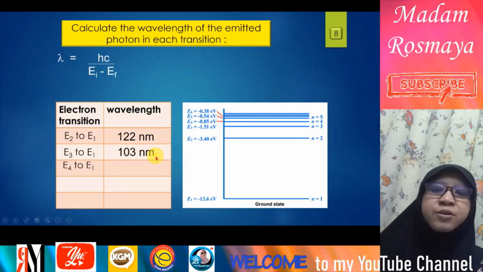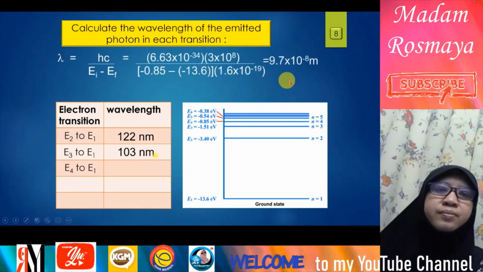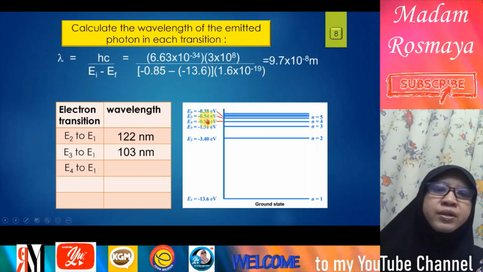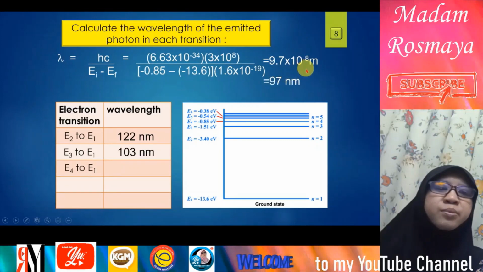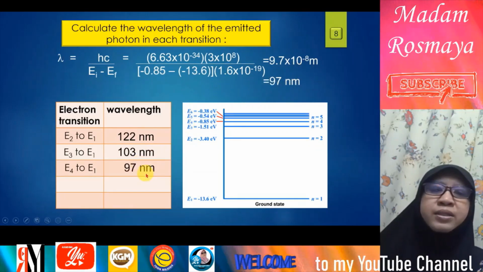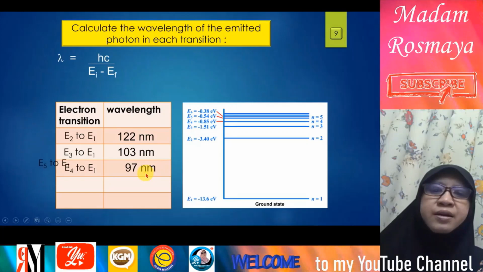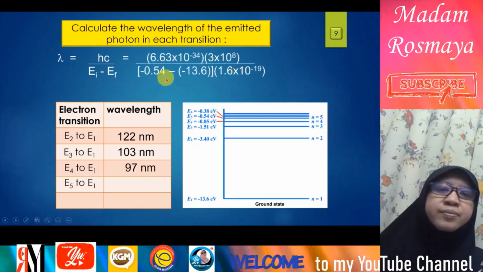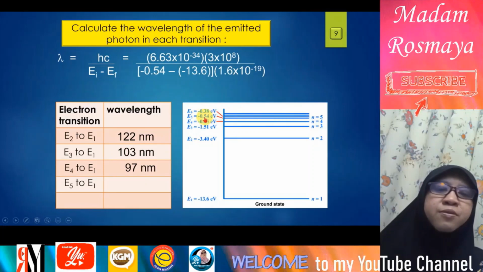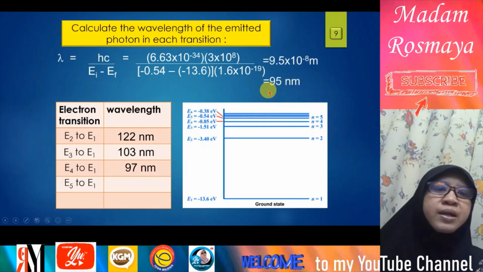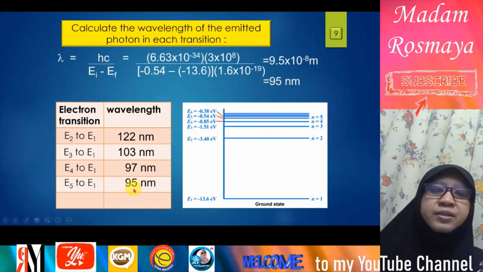So for E4 to E1, here 0.85. We get 9.7 times 10 to the power of negative 8 meter, convert to nanometer, 97 nanometer. Then E5 to E1. So E5 is 0.54 here. Convert to nanometer, we get 95 nanometer.